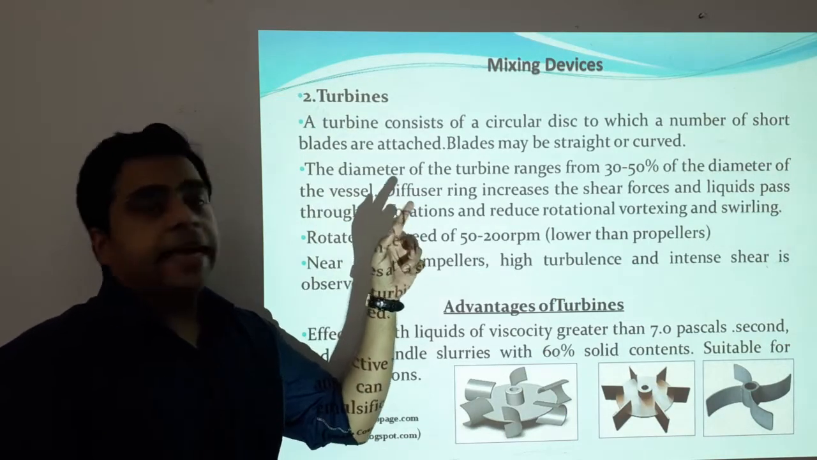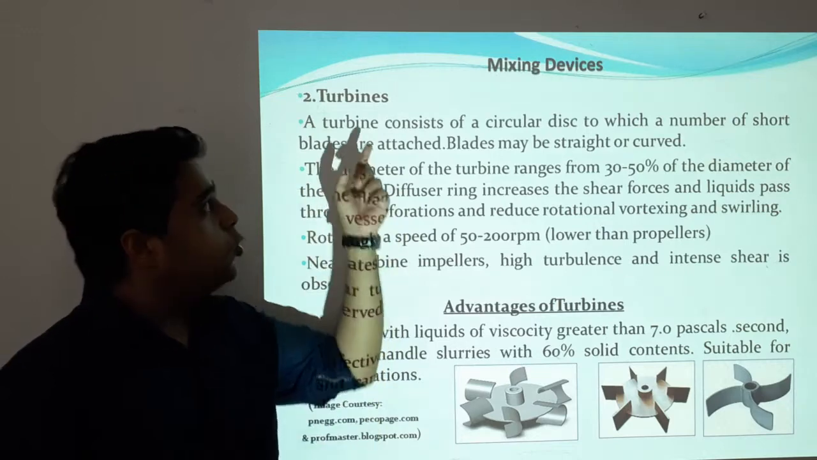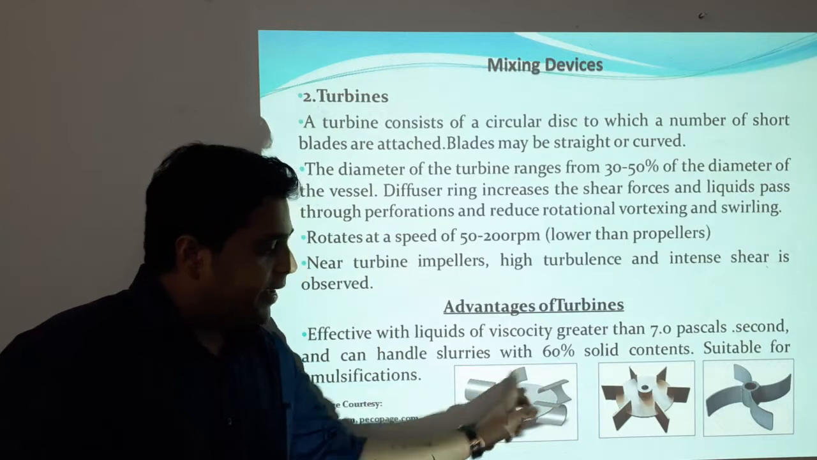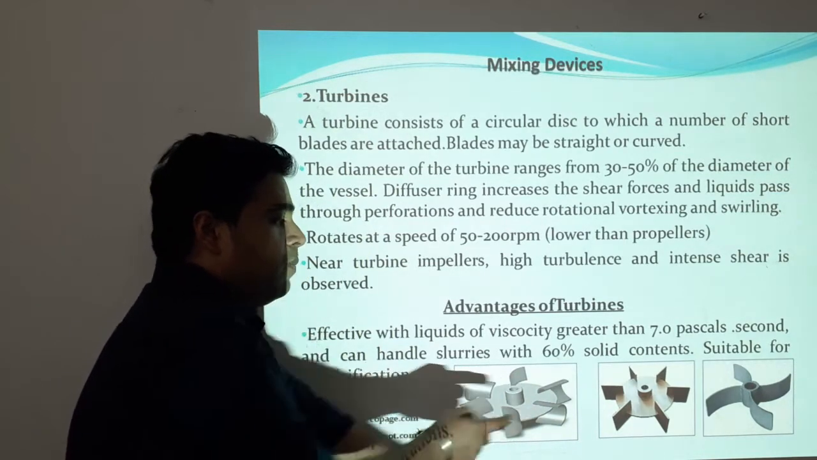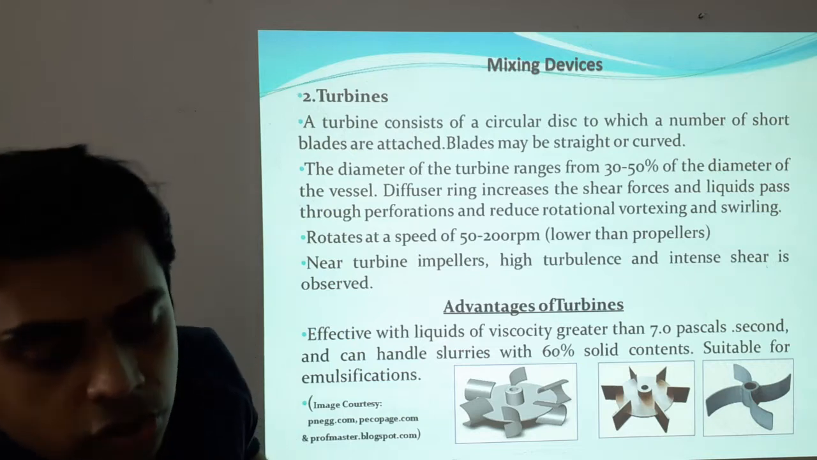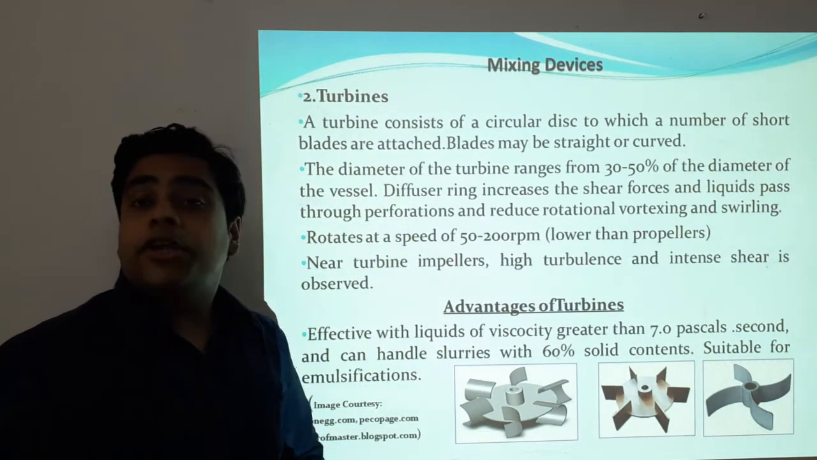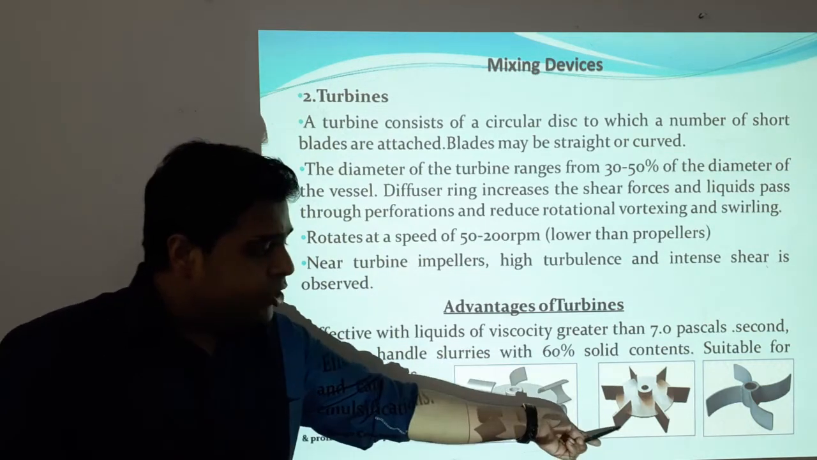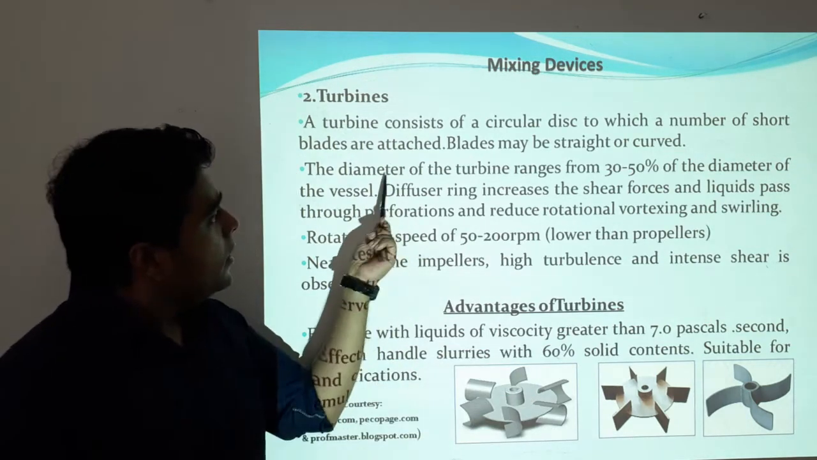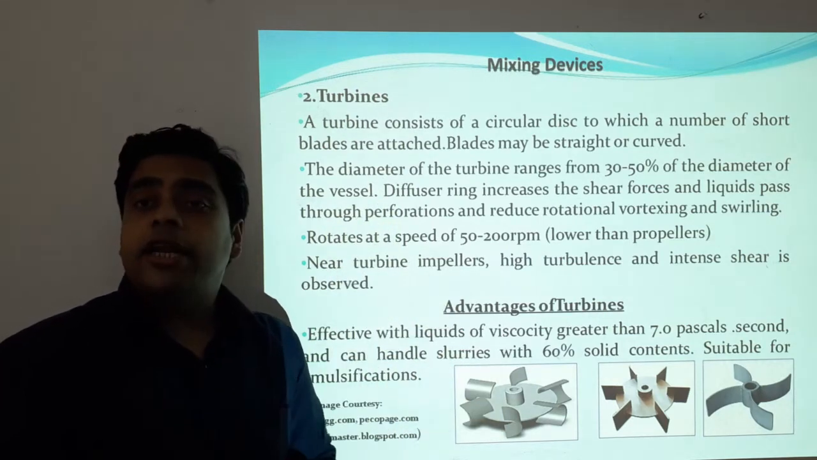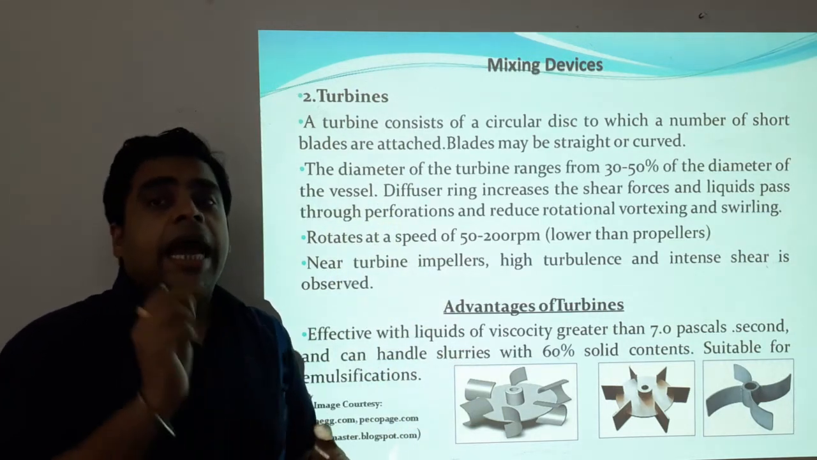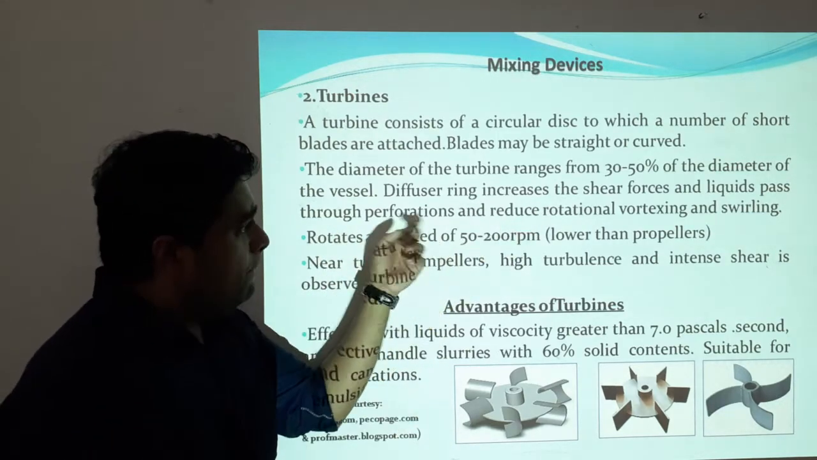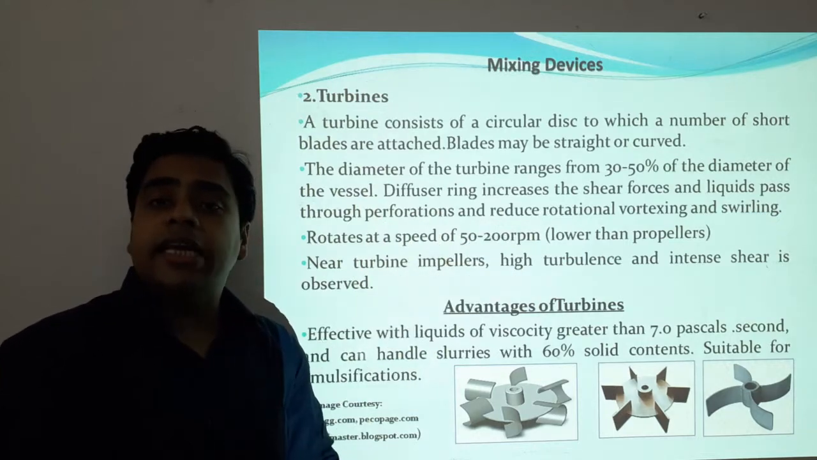So this is the second design of the impeller device, number 2, that is turbines. Check out the turbine blades. This is a perforated disc with curved or straight blades attached. A turbine consists of a circular disc to which a number of short blades are attached. The blades may be straight or curved. The diameter of the turbine ranges from 30 to 50% of the diameter of the vessel, and the diffuser ring increases the shear force and the liquid passes through the perforations, which reduces rotational vortexing and swirling.